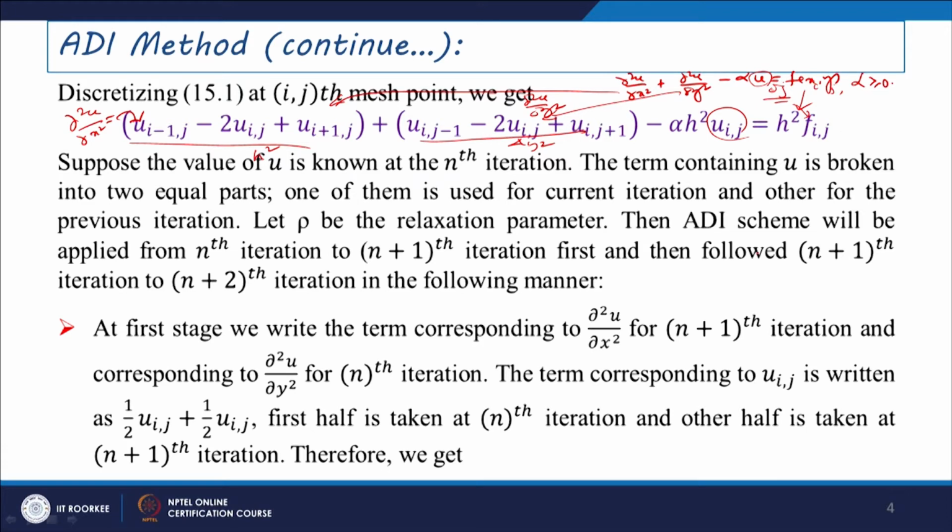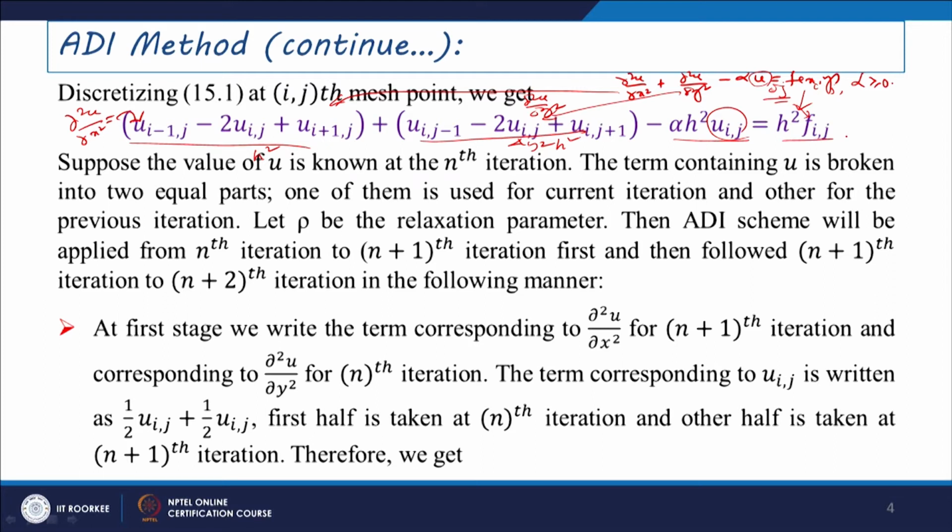Since your del x square is h square and del y square is h square, we can write it in a modified form, where h square is multiplied at the numerator side, in the form of alpha h square u i j, and this is h square f i j here.